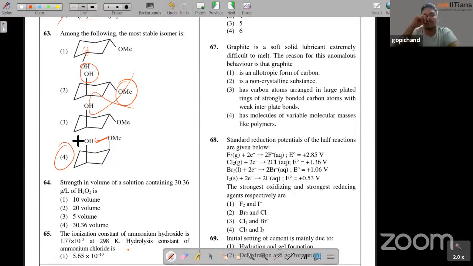Okay, so that is the same phase functional group, that is alcohol with any substituent like a methoxy or alkoxy group, will form intramolecular hydrogen bonding, and it will give you stability.